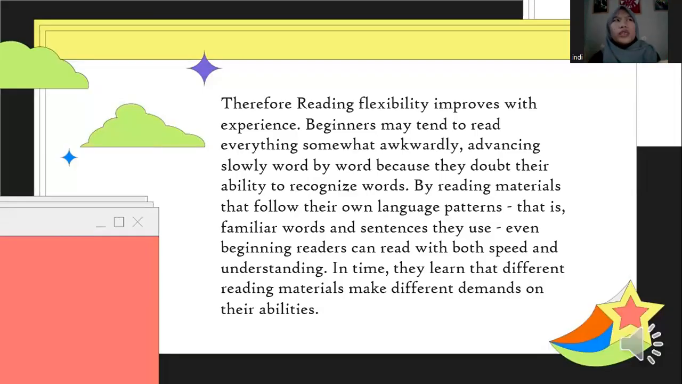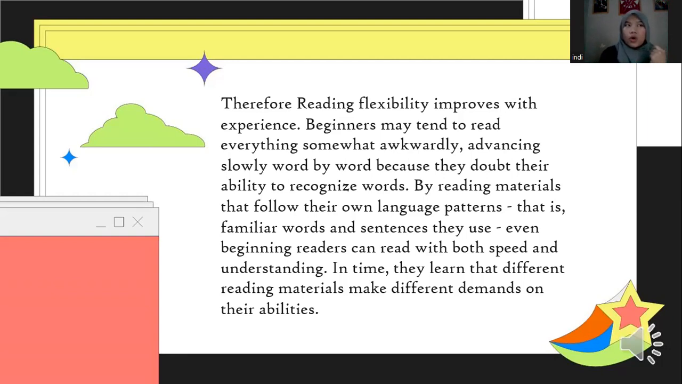Next, when we shift among kinds of reading, the reader's flexibility improves with experience. Beginners may tend to read everything somewhat overtly, advancing slowly, word by word, because they doubt their ability to recognize words. By reading material that follows their own language pattern, that is, familiar words and sentences, even beginning readers can read with both pace and understanding. In time, they learn that different reading materials make different demands on their abilities.